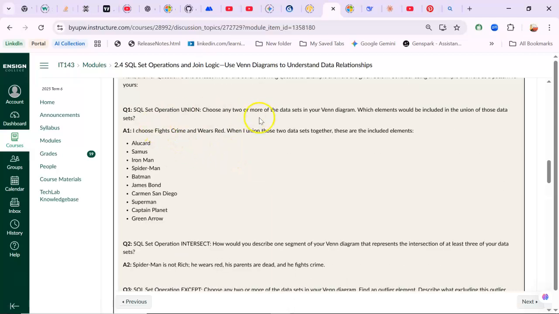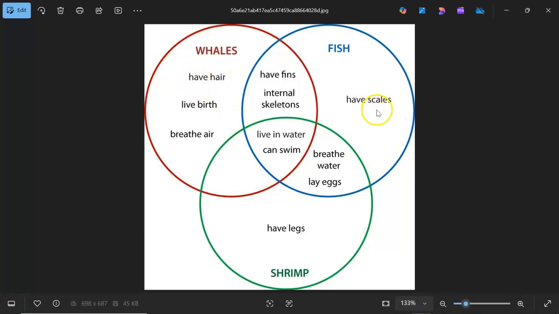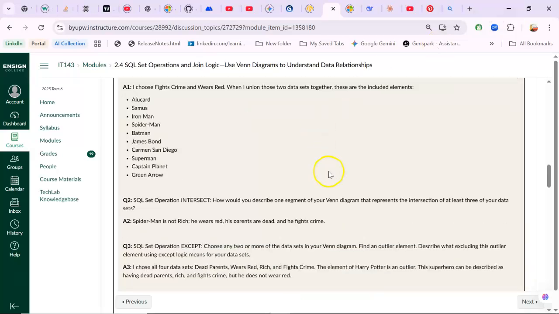To answer question one, union is more like combining two things. So let's say a union of wolves and fish combines all their traits, like wolves having hair and fish having scales. That is just about it with question one.